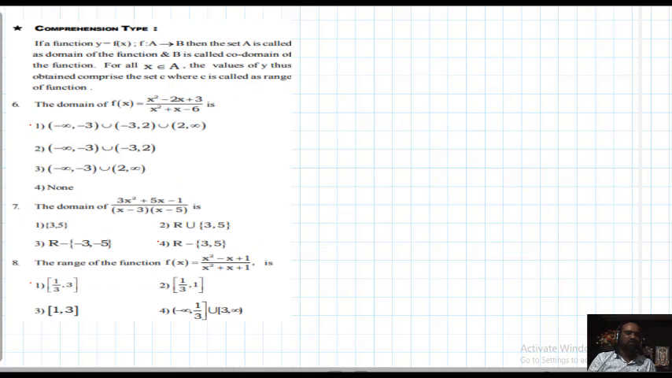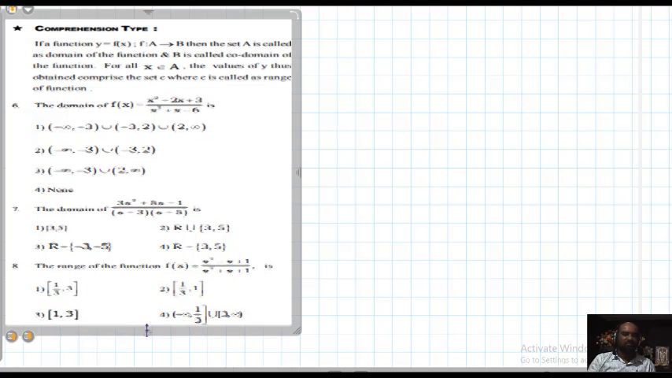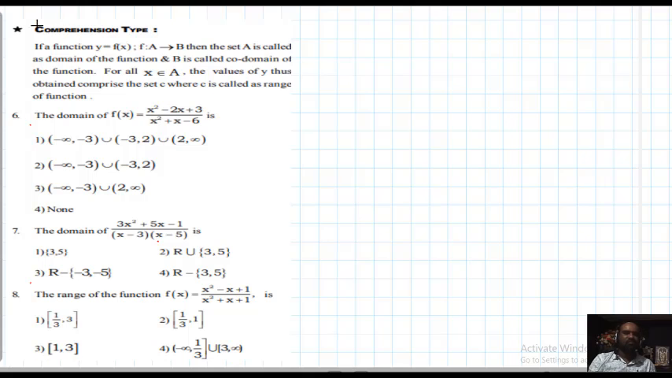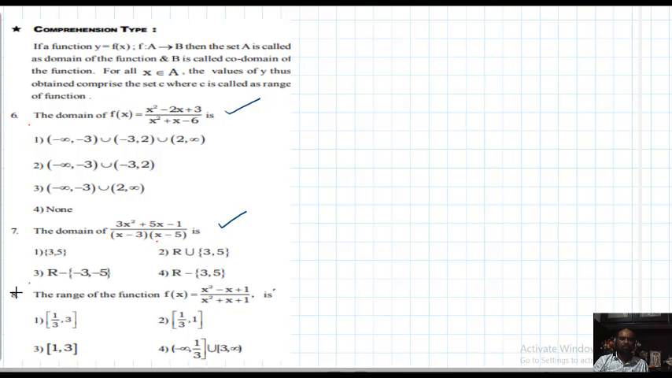Okay students, our next one is comprehension type problems. Easy problem, just domain. You people can complete the analysis. What is there? Just factorize the numerator and denominator and use the sign scheme, and you can complete it. This one also. I just want to explain the 8th one. This also we did already.